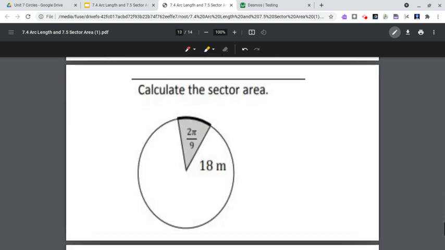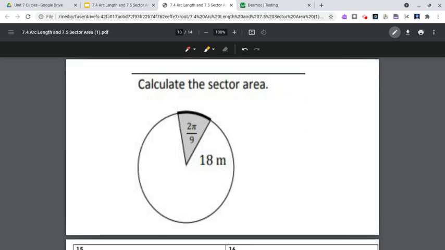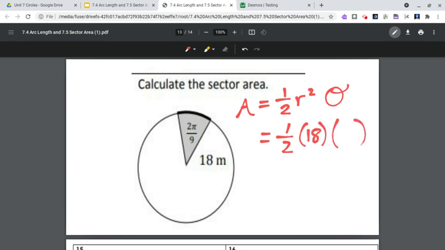Okay, first problem says calculate the area of the sector. The sector theta is given to you in radians, 2 pi over 9. So we're going to use A equals 1/2 r squared times theta. We're going to plug in 1/2. Our radius length is 18. Our theta is 2 pi over 9. Just like I did with arc length at the beginning, I'm going to give you the answer in terms of pi, and then we'll calculate it out to the nearest hundredth.